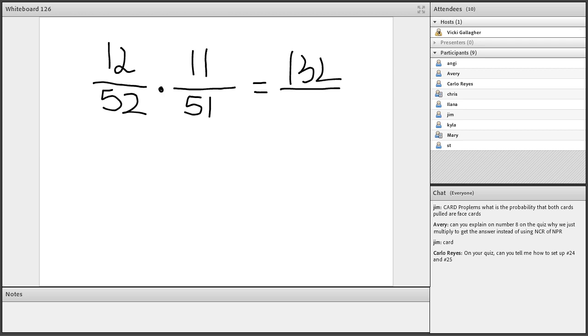I should probably go get my actual calculator. 2652. And then you can simplify this. Let me go grab my actual calculator because that's going to be easier for me to simplify on. So give me 2 seconds to do that.